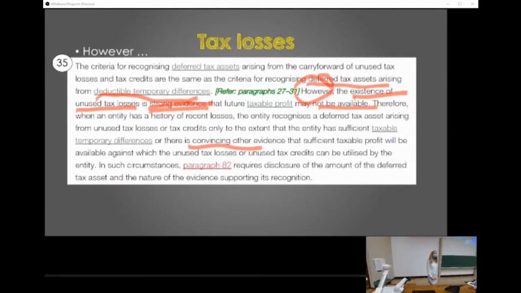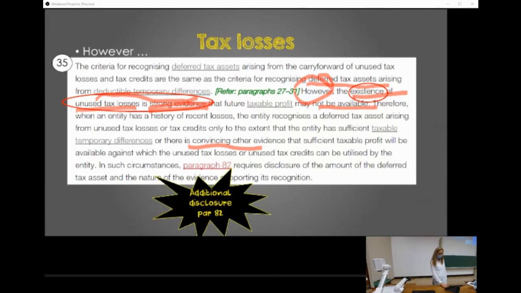If we want to recognize a net deferred tax asset, then we need more convincing evidence if it's from an unused tax loss. Okay, and then there will also be additional disclosure that we have to do from paragraph 82.